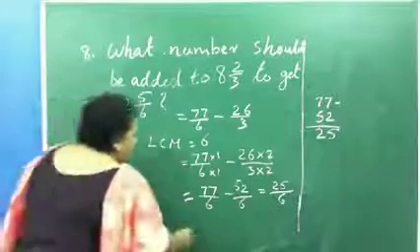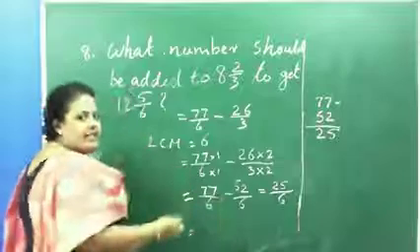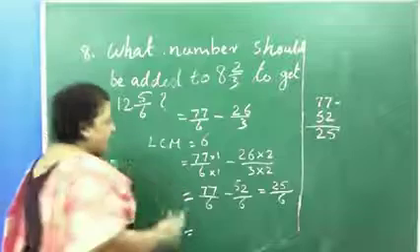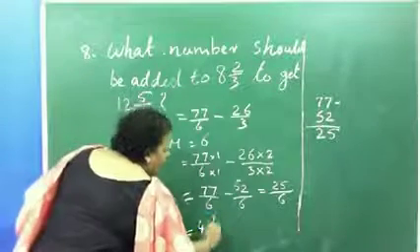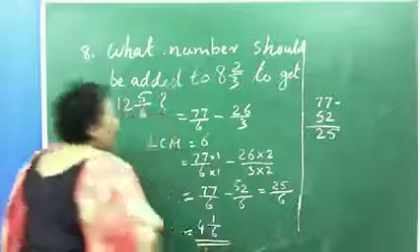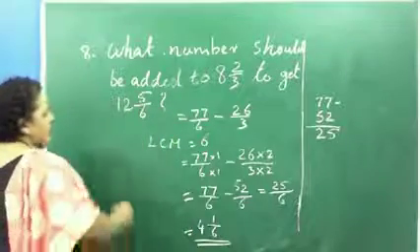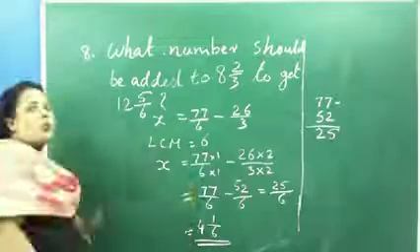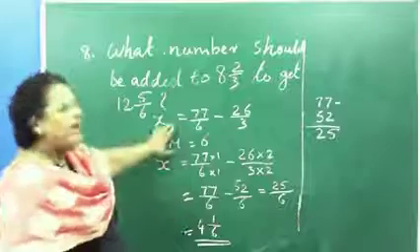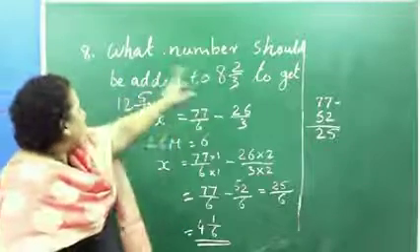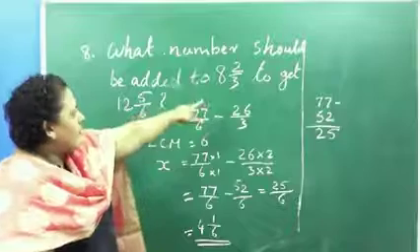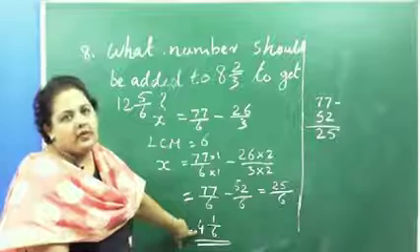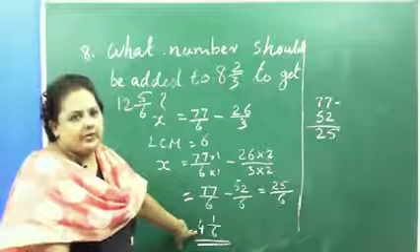So, how many times 6 will go in 25? Without division itself you can do it. 4 times. 6 4s are 24. 4 1 by 6 will be the answer. So, x is equal to 4 1 by 6, which is the unknown number that we have to write. So, what number should be added to 8 2 by 3 to get 12 5 by 6? We got it as 4 1 by 6. I hope you understood it.